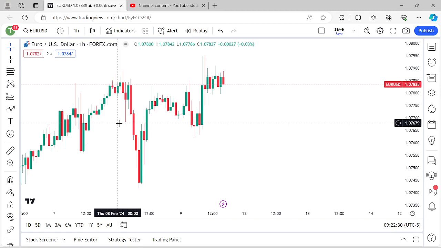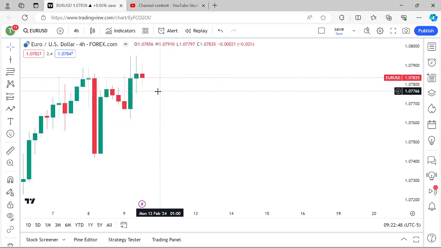So what did I say? I said, what is a level of support? Support is an area where prices failed to move lower in the past. All right, so let's just say, for example, we got this. Actually, let me go to a higher time frame real quick. Actually, let's start with this right here.